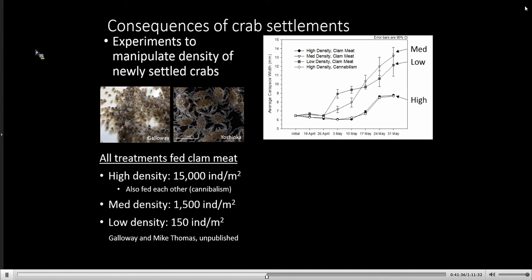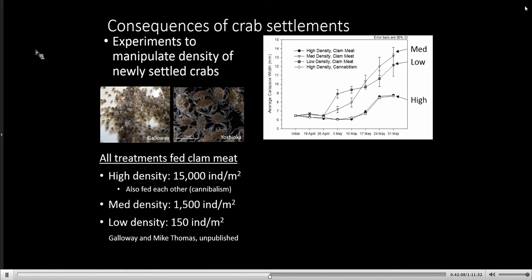And what we learned essentially is that this y-axis here is average carapace width through time, and that basically in the high-density treatments, they just don't grow. They just don't molt, essentially. They just tough it out. It's such a mess out in that little space with all those crabs. All they can do is just fight it out and wait. Eventually, crabs start dying off, and the densities drop down enough that they can start to molt. But it's still a quite dangerous process.